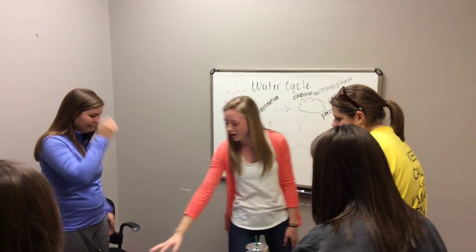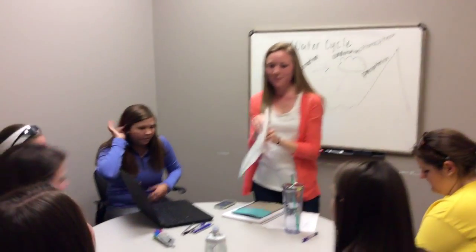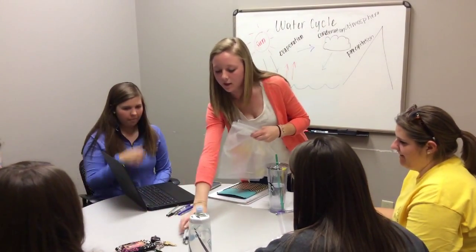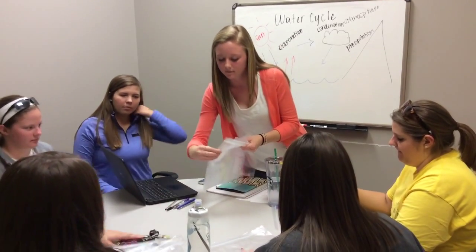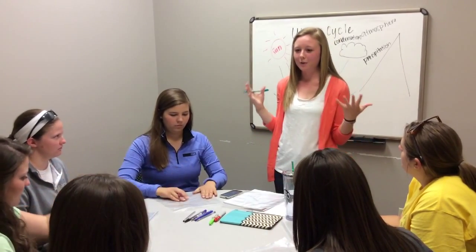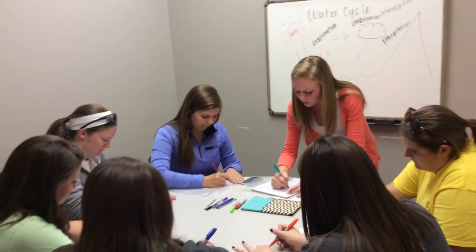Good job. Okay, next we're going to make a water cycle in a bag. So here, everyone take a bag, and you can take one Sharpie too. Okay, so the first thing we're going to put on the water cycle is what powers the water cycle, which is the sun. Okay, so everyone draw that in the top corner.